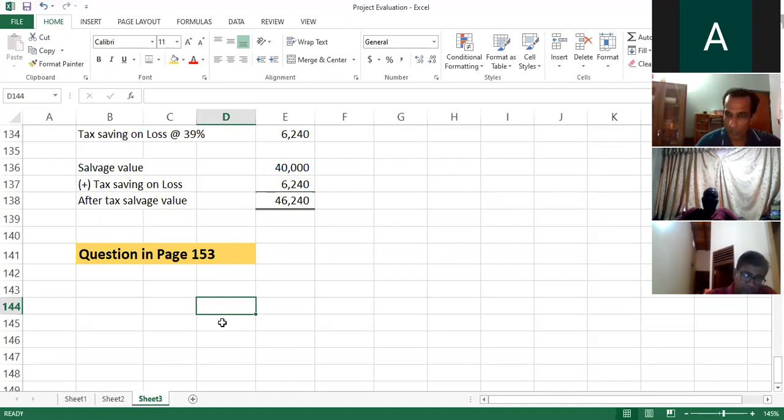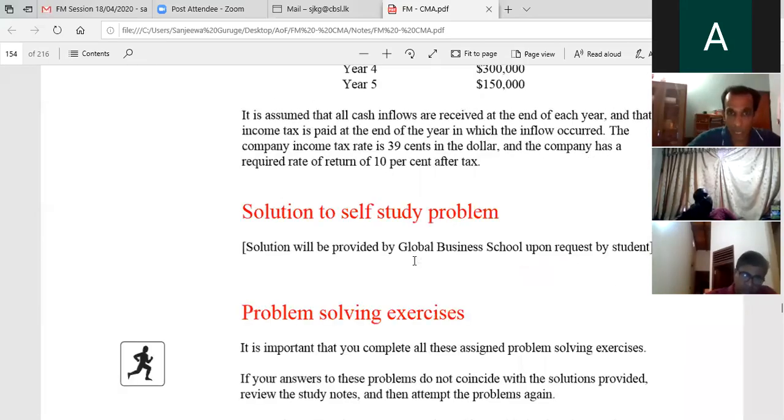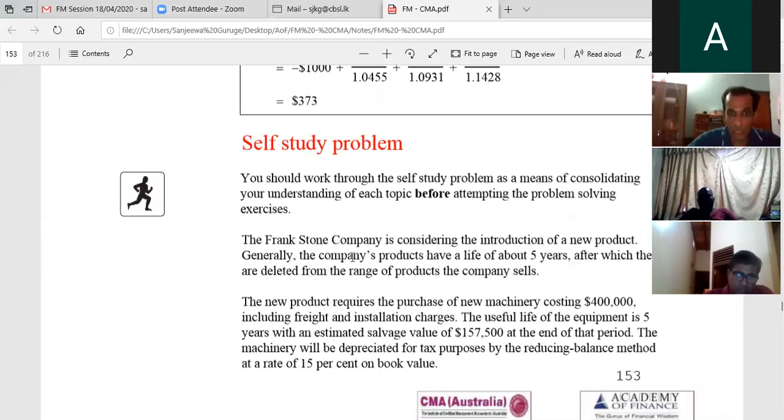Okay. So page number 153, you will have the study text. The Frank Stone Company. I don't want to share the study text since you will have that, so I'm referring to this question in page number 153. The Frank Stone Company is considering the introduction of a new product. Generally, the company's products have a life of about 5 years, after which they are deleted from the range of products the company sells.